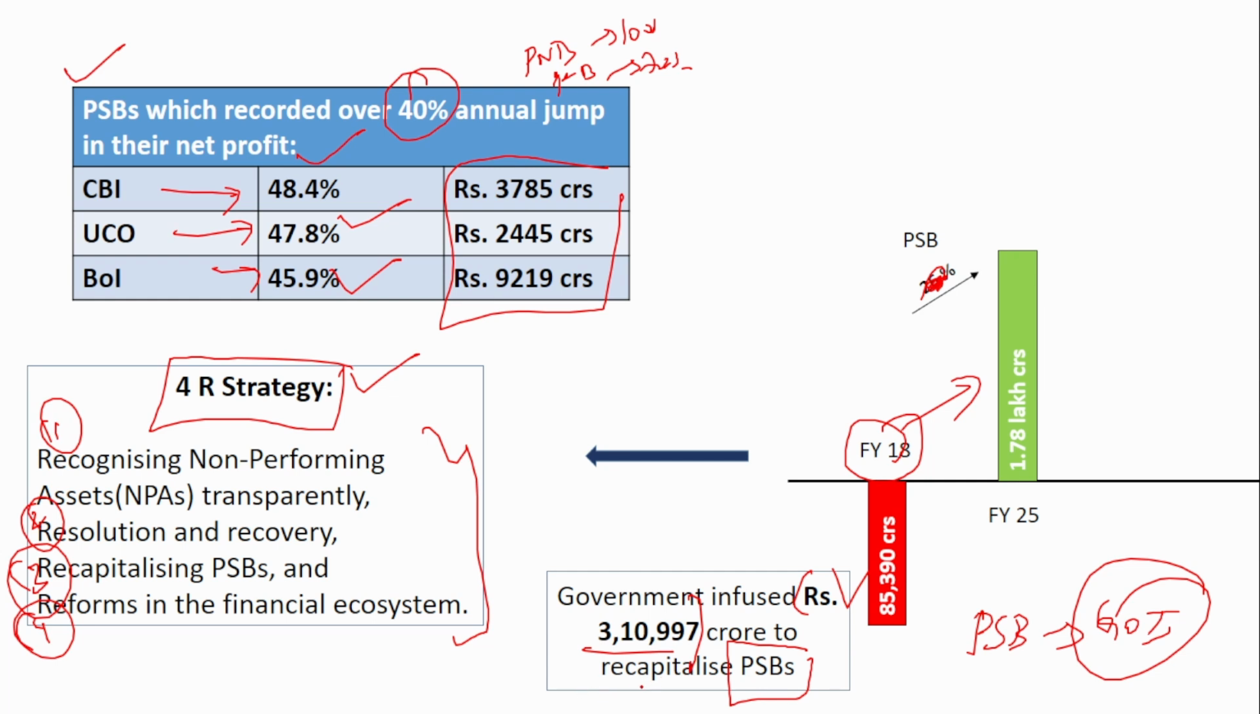These are the main reasons for the shift from loss making to profit making. Remember the numbers: out of the overall 1.78 lakh crore profit reported, which is the highest profit, 40% was reported solely by the State Bank of India itself.